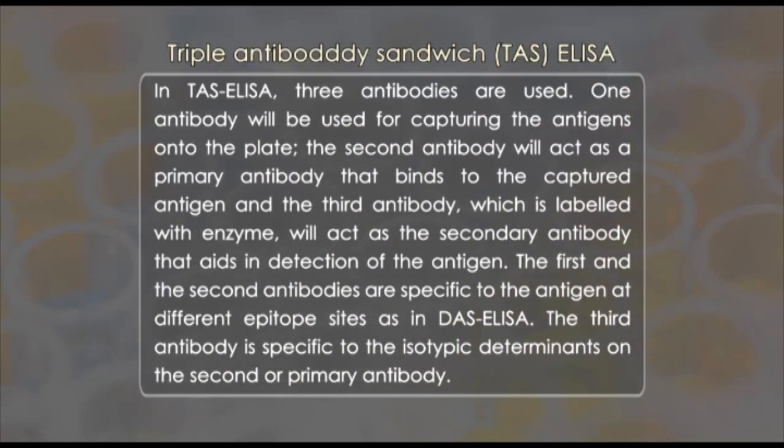In triple antibody sandwich ELISA, three antibodies are used. One antibody will be used for capturing the antigens onto the plate. The second antibody will act as a primary antibody that binds to the captured antigen, and the third antibody, which is labeled with enzyme, will act as the secondary antibody that aids in detection of the antigen. The first and the second antibodies are specific to the antigen at different epitope sites, as in double antibody sandwich ELISA. The third antibody is specific to the isotypic determinants on the second or primary antibody.